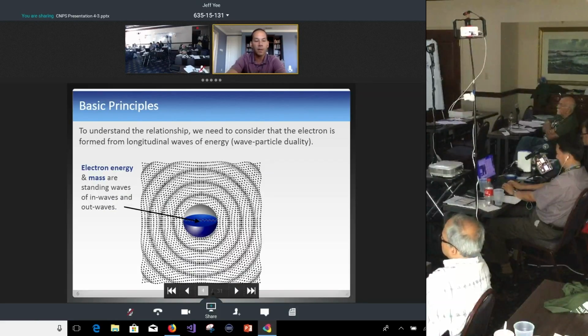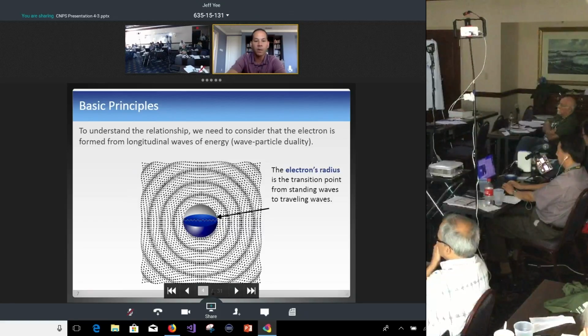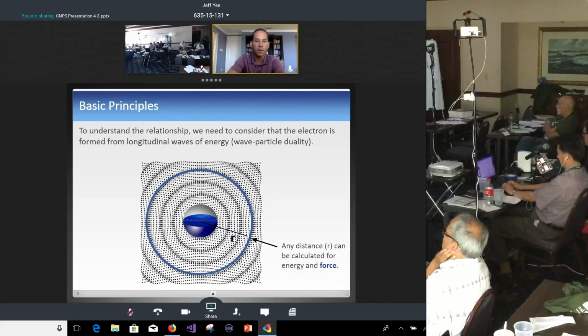Now, if we assume that everything is waves, that's what would be the common point between matter and fields. If everything is formed from waves, the assumption here is that the electron's energy is standing waves, made of both in-waves and out-waves, and that beyond that point is the transition to longitudinal traveling waves. Any distance from that particle can be calculated as a force, and that's the R in the equations that you'll see in just a second.